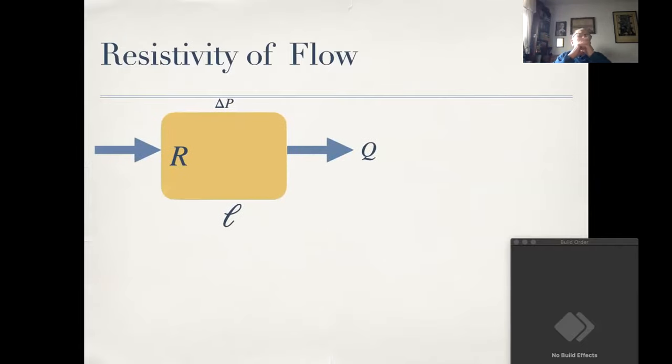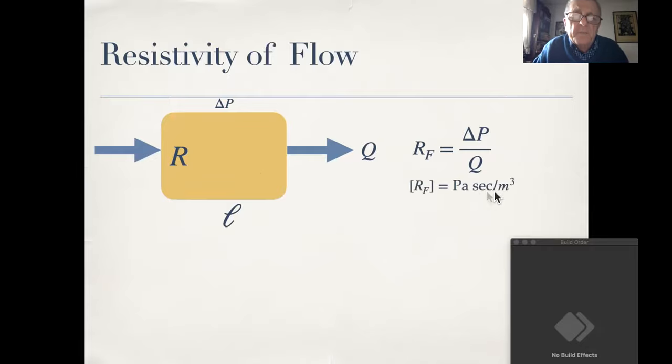Okay, now the important variable in the description of that flow is what engineers call the resistivity of the flow. Again, if I have a pipe which has a radius r, with a velocity flowing, the rate of flow is Q, the difference of pressure is Δp, and the length is L. Then I can calculate the quantity which is the resistivity of the flow, R_f, which is the ratio of Δp over the rate of flow. And the unit of it is pascal seconds divided by meter cubed.